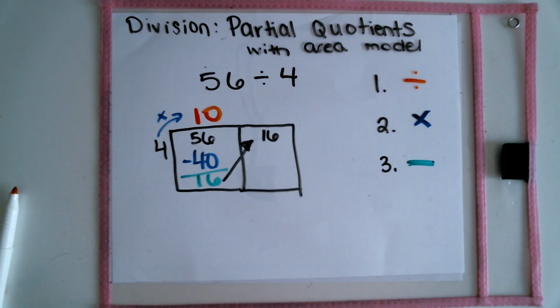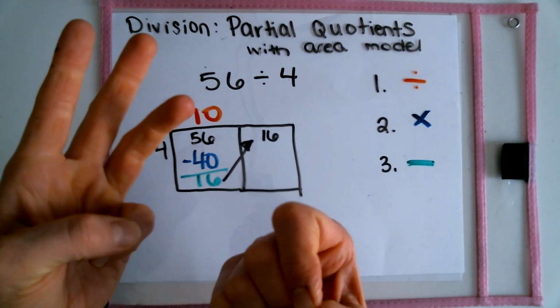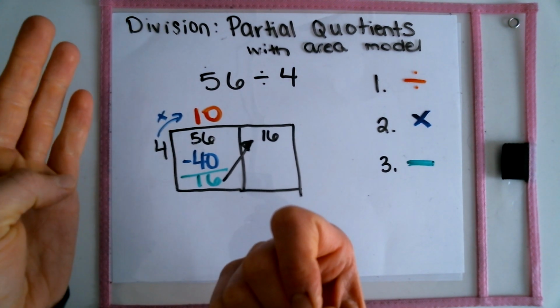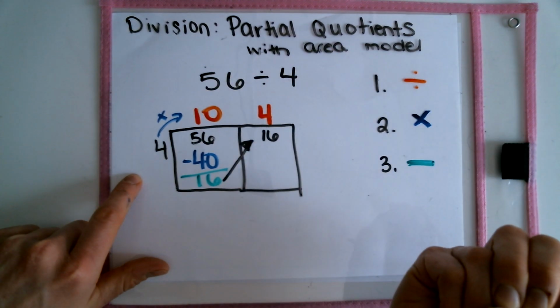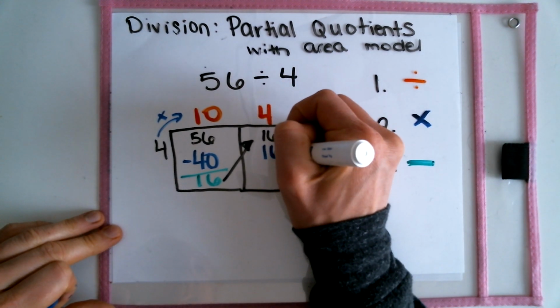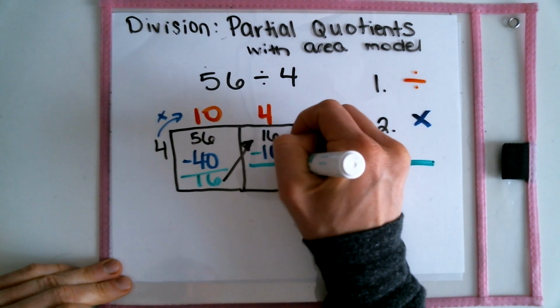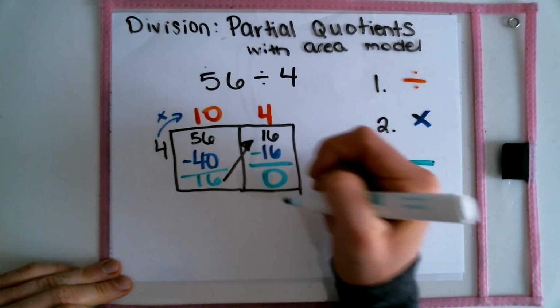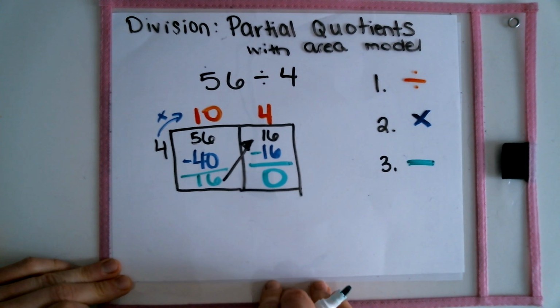And now I need to figure out 4 times what gets me 16. Okay, so let's think. If I think about my 4s, I have 4, 8, 12, 16. 4 actually goes into 16 evenly. I can pull out 4 groups of 4. 4 groups of 4 is equal to 16. And now all I have to do is subtract. 16 minus 16 is 0. I don't happen to have any remainders in this problem.